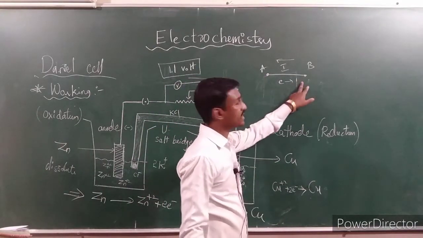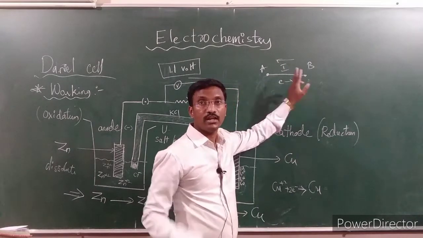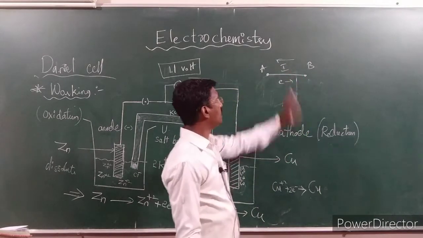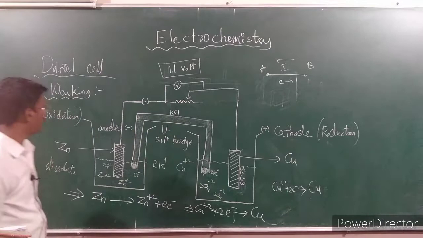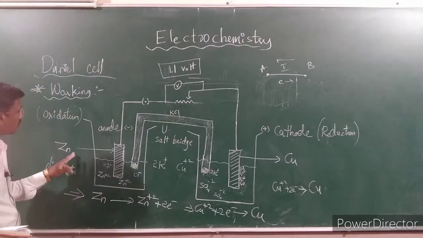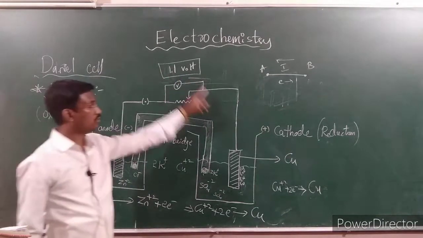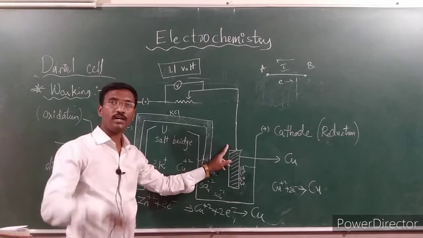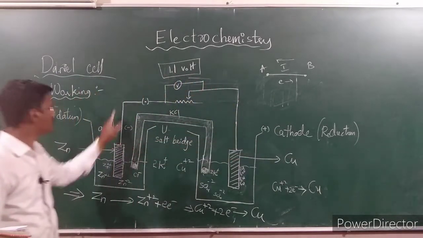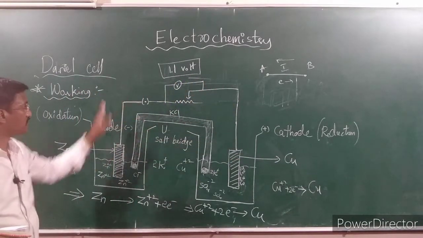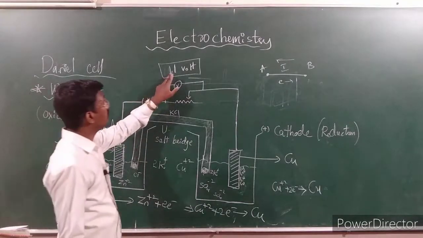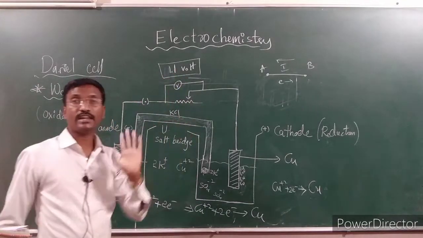Electrons move in one direction, and the current flows in the opposite direction. So how does the current flow here? I said the electrons move from zinc to copper. It means the current will flow from copper to zinc, isn't it? Copper to zinc, and the voltage drop is 1.1 volts. It is the initial voltage.